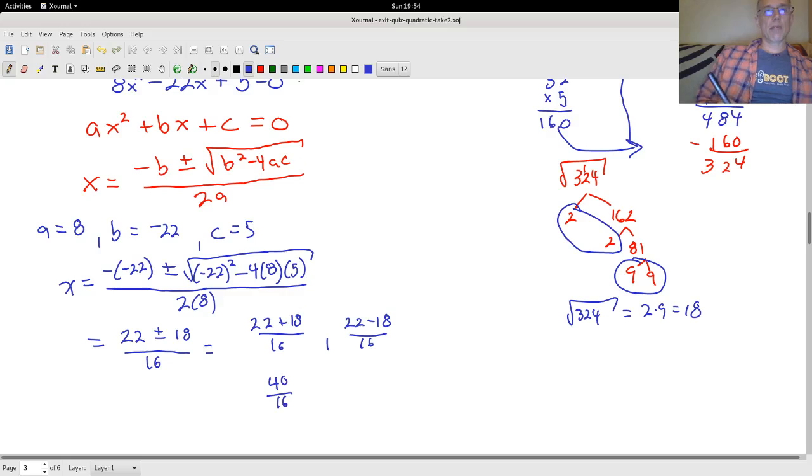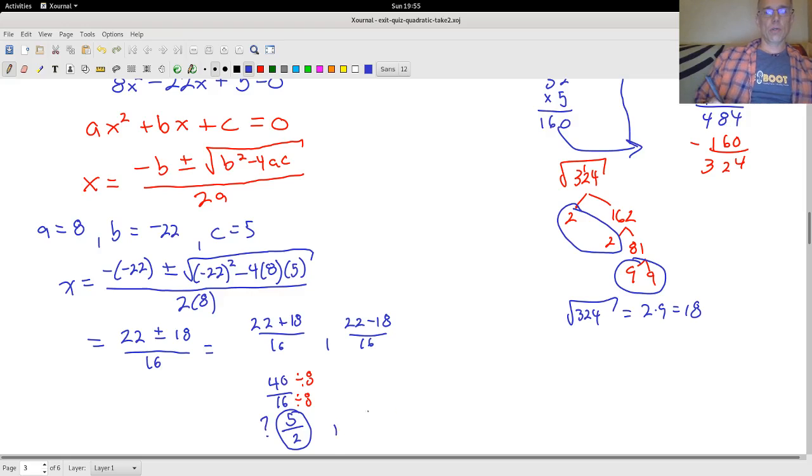And that probably reduces, let's see, 8 goes into both of them, I believe. And if you weren't sure about 8, you could divide 2 in, and then 2 again, and 2 again, see what happens. So let's see, 8 goes into 40, how many times? 5 times? And 8 goes into 16 2 times, so it looks like 5 halves is one possible answer.